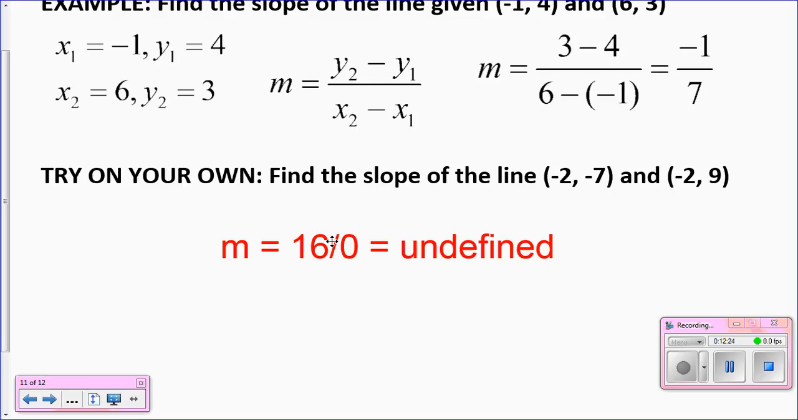What you probably got was 16 over 0, but we can't divide by 0, so that's what an undefined slope means. It means that I can't get a run. The horizontal distance is 0, and I can't divide by 0, so that's why it's undefined. It's not a real number. It doesn't come out right. So that's why a vertical line will always be undefined, and a vertical line is always going to have the same x value. So that's it for slope.